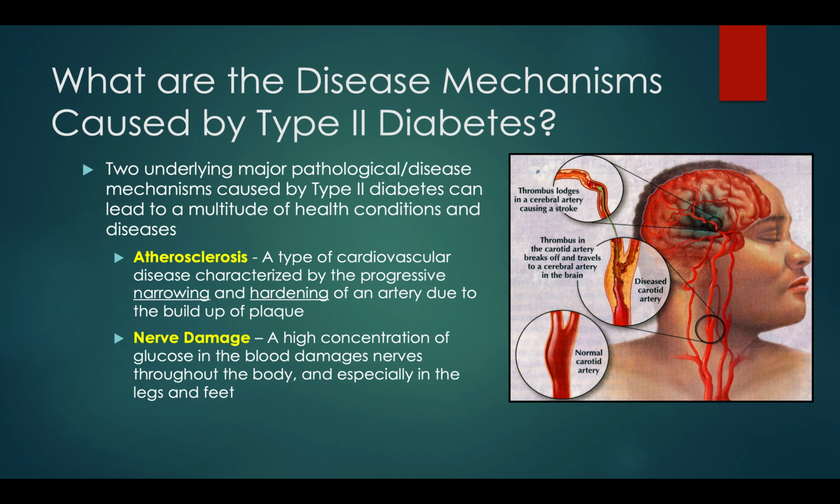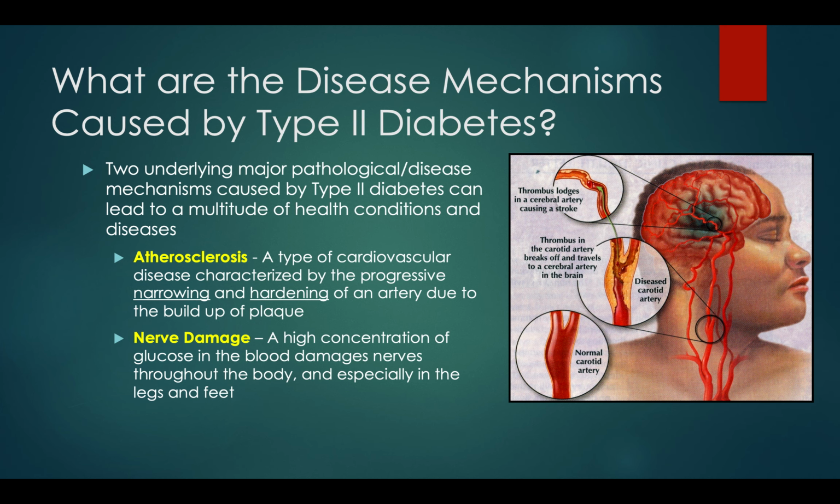Now, when you look at the two very potent disease mechanisms caused by type 2 diabetes that can lead to a significant number of health conditions and diseases, you have to look at atherosclerosis and nerve damage. Atherosclerosis is a type of cardiovascular disease that is characterized by the progressive narrowing and hardening of the artery due to the buildup of plaque.